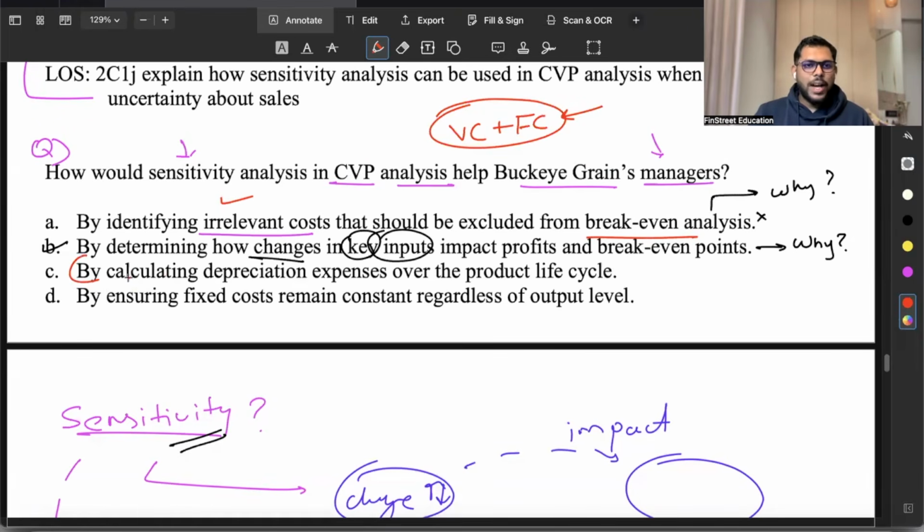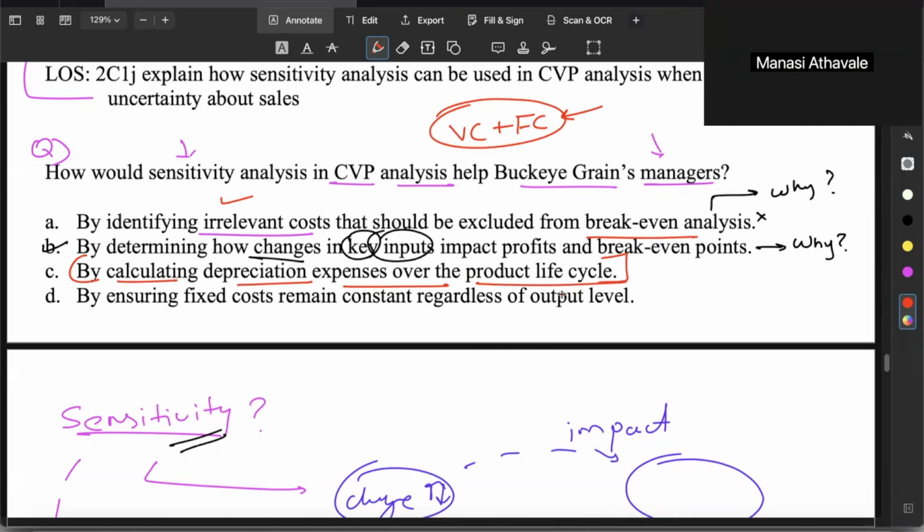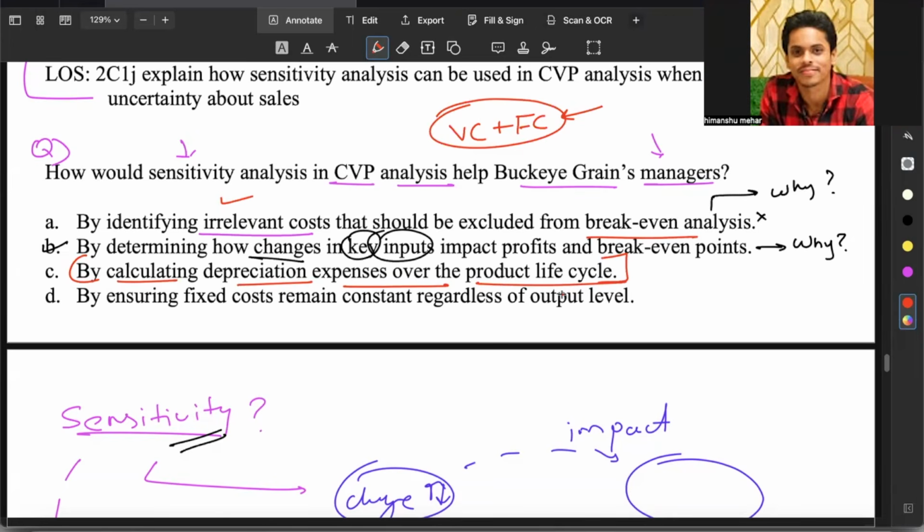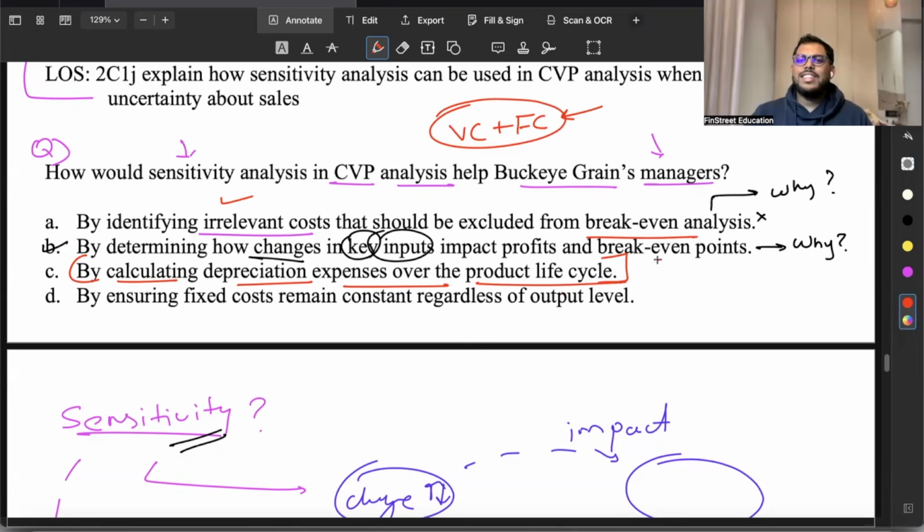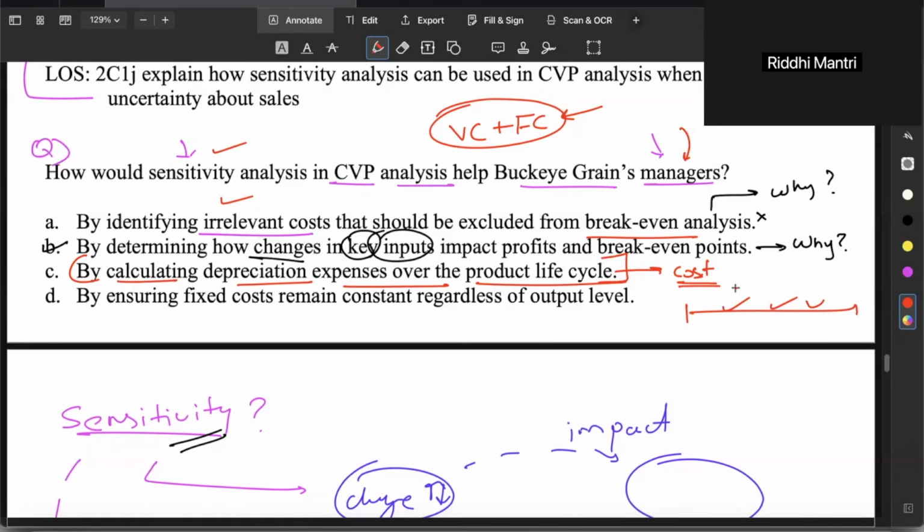Next, by calculating depreciation expenses over the product life cycle. Why is this incorrect? Depreciation वैसे भी add back होता है ना sir? It's a fixed cost. I mean, this is just cost allocation. ठीक है, एक long term cost है, we are just allocating it. So this has nothing to do with, as such, sensitivity analysis, or there is minimal scope of helping managers decide anything as such. So again, this would be relevant in capital investment decisions.